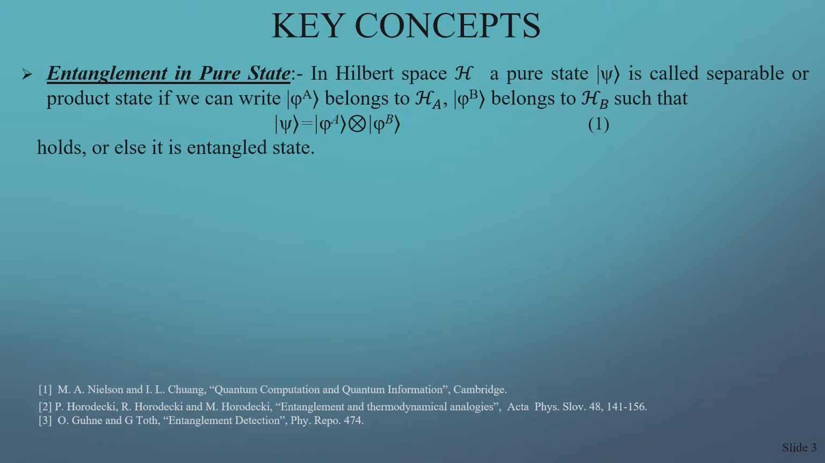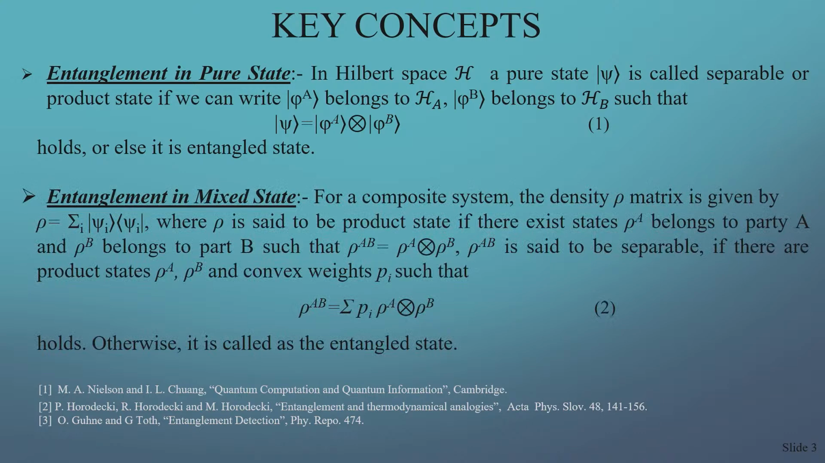As I mentioned, there are two types of states, pure states and mixed states. In pure states, we have two types: one is the product state, one is the entangled state. If we cannot represent a state in this form, that is psi equals the tensor product of two vectors, then we call it an entangled state. Similarly, in mixed states, we have a product state and an entangled state. If we can't represent the density matrix of that state in this product form, then we call it an entangled state in a mixed form.